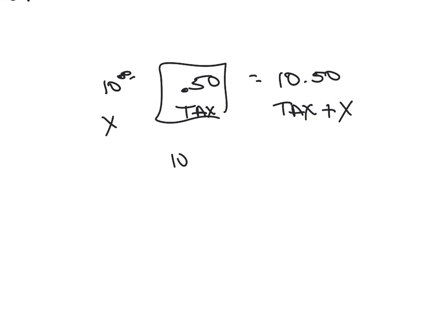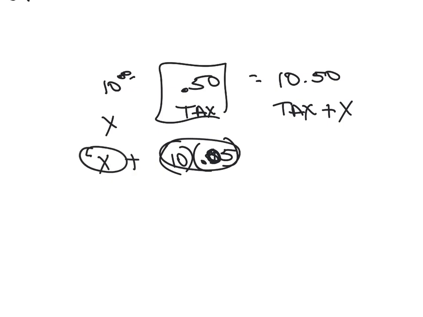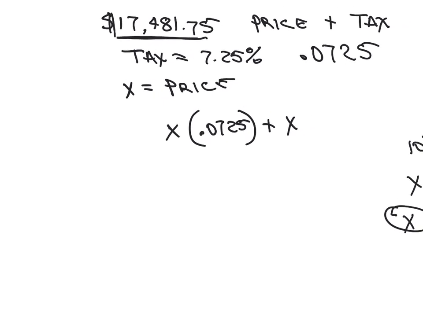So how did we get the tax here? We took the price times the percent of the sales tax. The percent sales tax was 5%. So if we take 5% times 10, we get 50 cents. And then we add that 50 cents to the price of the item. And that's where we got our 50 cents plus $10 equals $10.50. So that's what we're doing over here.